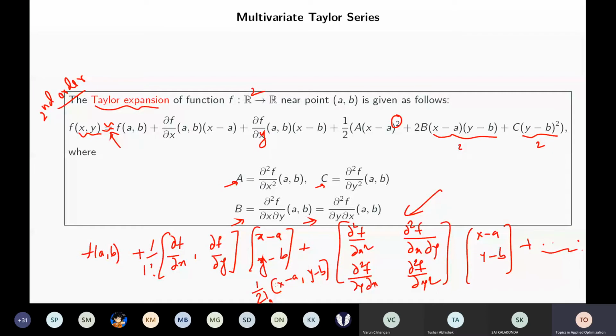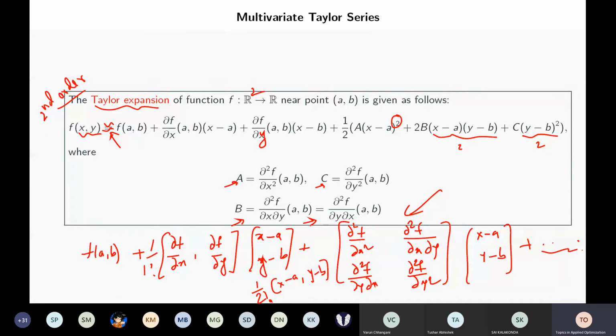So that's how 2 is coming here. And if you multiply this out, it is easy enough to see that this will be the expansion that I've written here. Okay, one can prove these results.